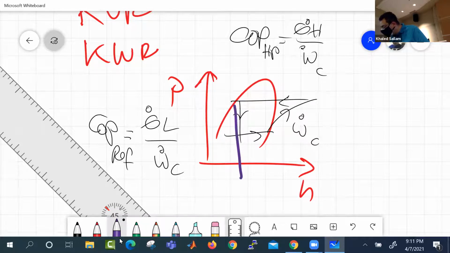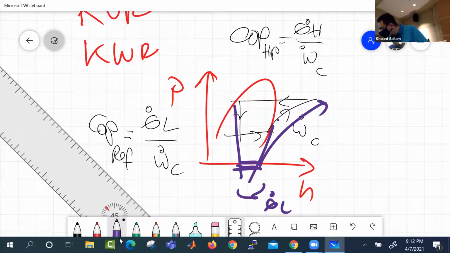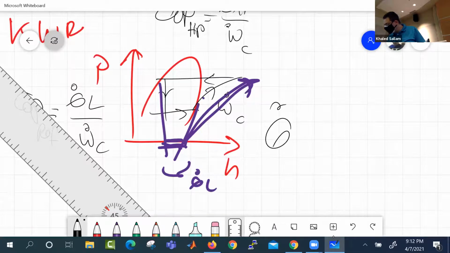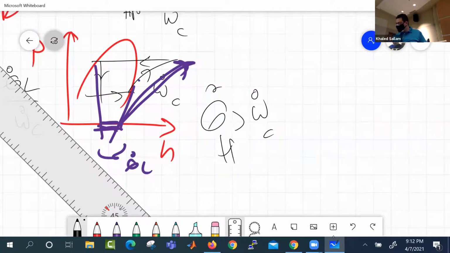Why? Because if the temperature is really low, and you are taking it from here all the way to here, you can see how the Q dot L is very small compared to the work. So the COP of a refrigeration cycle is not always going to be bigger than 1. You are lucky if it's actually 1. But for the heat pump, the Q dot H is always bigger. Why is Q dot H always bigger than work? What's my proof for that? I'm saying Q dot H is always bigger than the compressor work. Who can prove that for me?